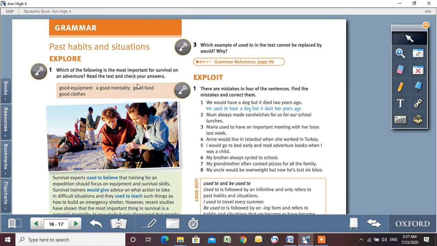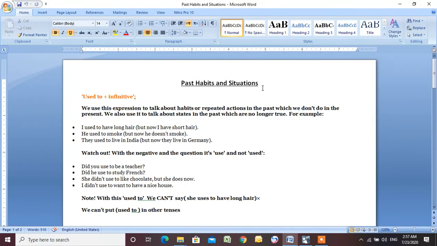Hello Senior 1 students. We will take Grammar Unit 2, pages 15 to 17, Past Habits and Situations. So today we will compare between used to, be used to, and would. So, past habits and situations.